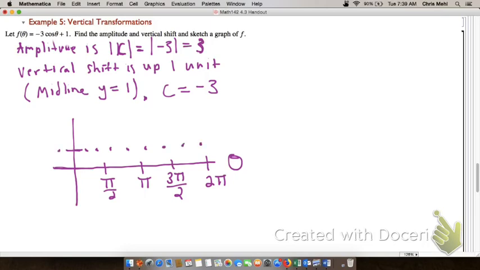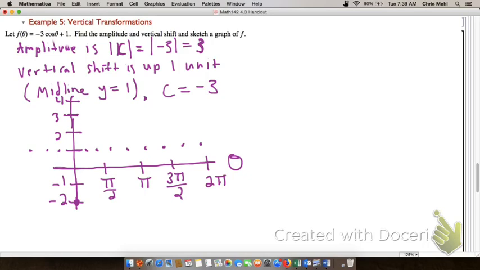Okay, so that's positive 1. Here's positive 2, positive 3, positive 4. And then we'll also go down. I think we need to go to minus 1 and finally minus 2. Now cosine typically starts at its maximum value on its fundamental cycle, but since C is negative 3, there's been a vertical reflection. So from the midline, since the amplitude is 3, I'm going to go down 3 units till I get to negative 2.